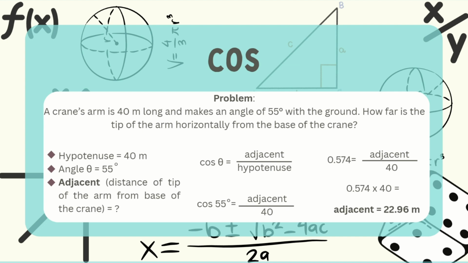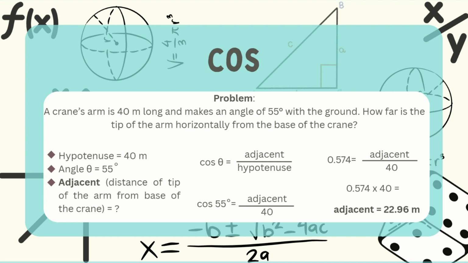Last one. A crane's arm is 40 meters long and makes an angle of 55 degrees with the ground. How far is the tip of the arm horizontally from the base of the crane? So what we are looking for here is the distance of the tip of the arm from the base of the crane.